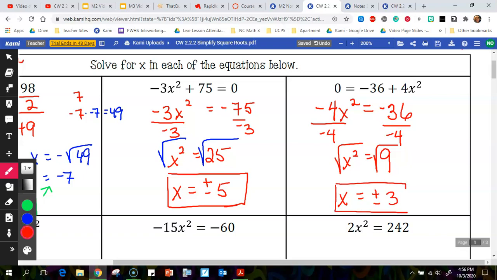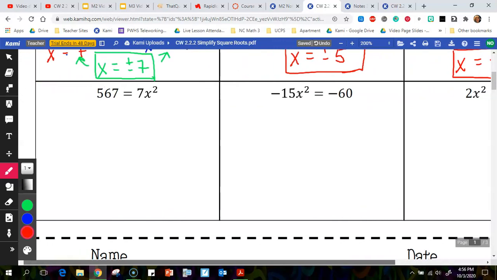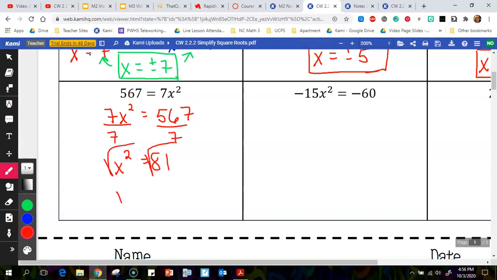Okay, let's look at this one down here. Let's see, want to make sure 567. 567 will divide by 7. I'm going to switch this around. It's just my personal preference. I like for the x to be on the left. Divide by 7. That goes 81 times. Take the square root. X equals positive or negative 9.